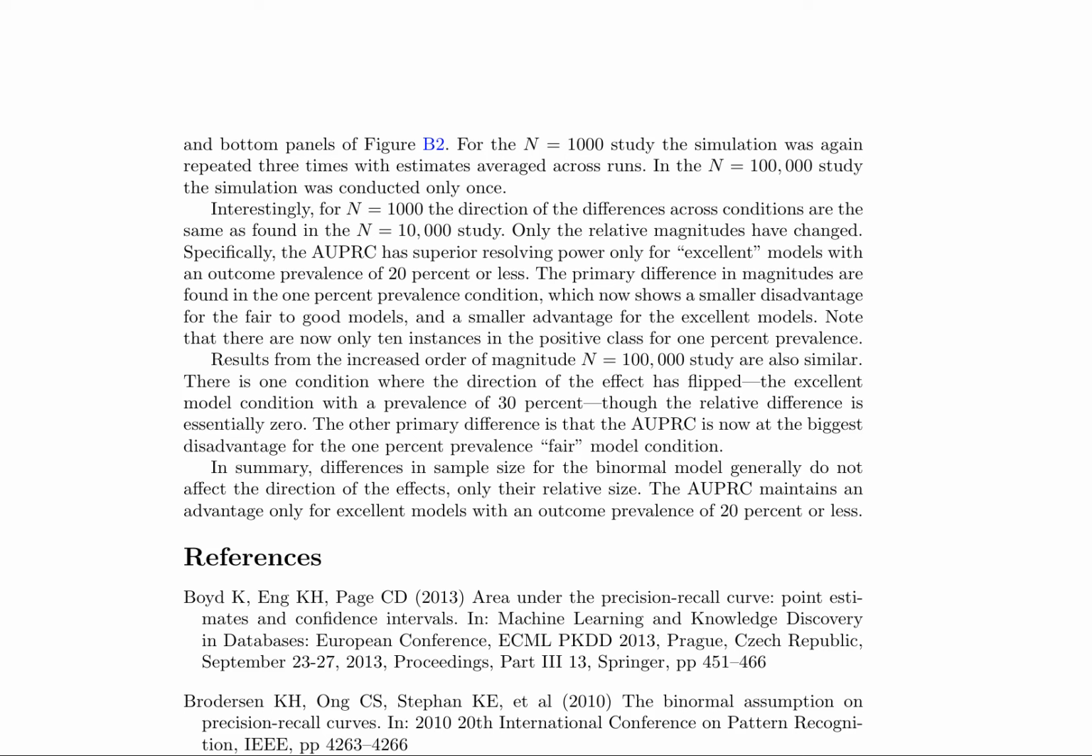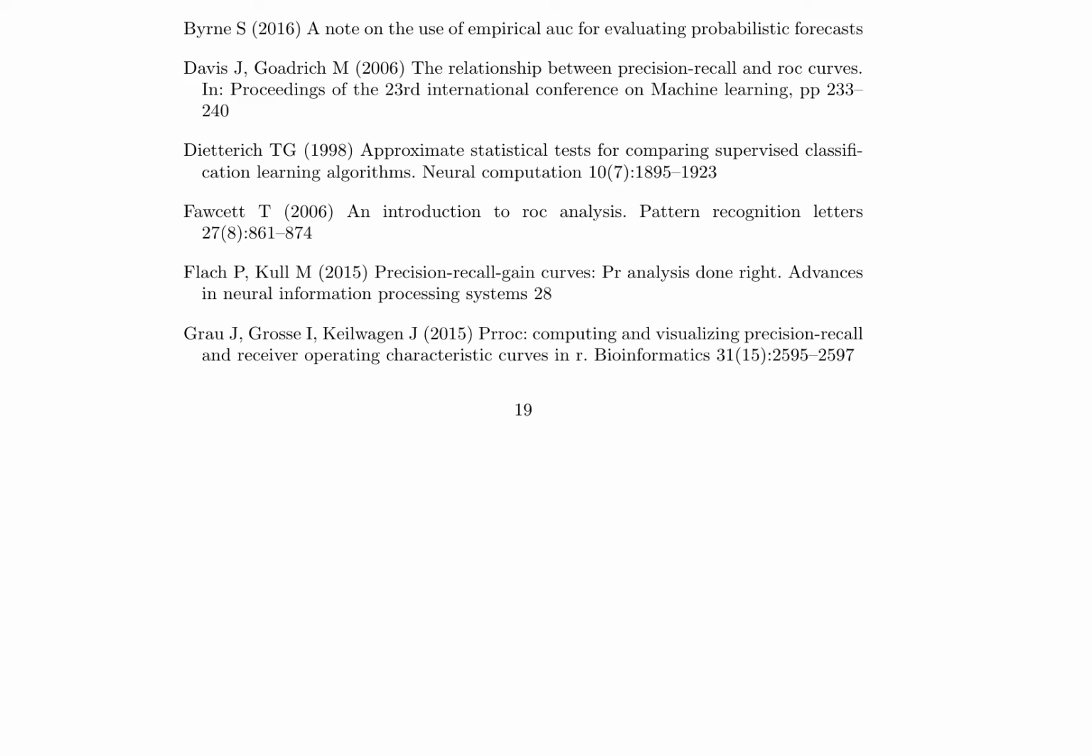In the n equals 100,000 study, the results were similar, with the AUPRC maintaining an advantage only for excellent models with an outcome prevalence of 20% or less. The primary difference was that the AUPRC was at its biggest disadvantage for the 1% prevalence fair model condition. Notably, the direction of the effect flipped in the excellent model condition with a prevalence of 30%, although the relative difference was essentially zero. The study found that differences in sample size for the binormal model did not affect the direction of the effects, only their relative size.